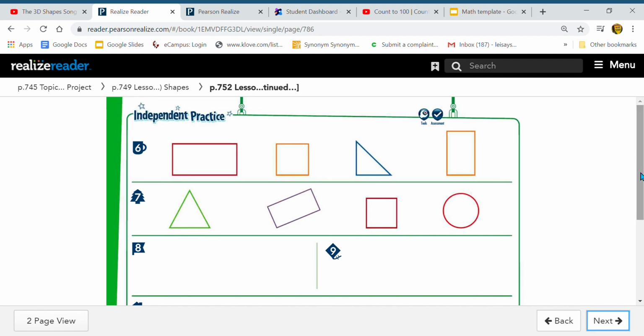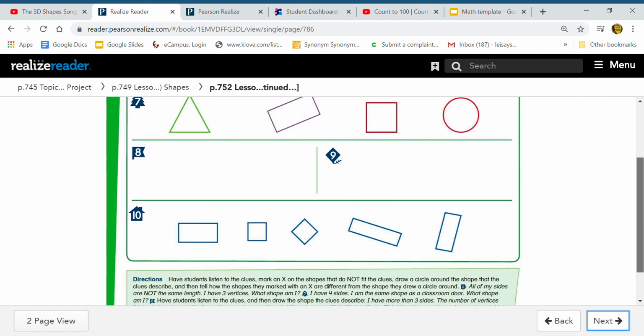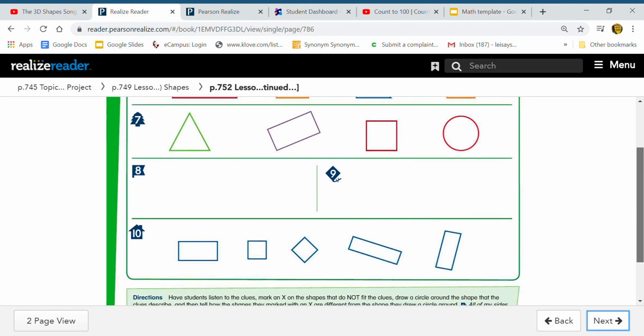All right, we have 2 problems on this page. Let's see if we're still following the clues. Oh, I didn't see that one down there. We have 3 problems we can do. All right, so we have more clues.